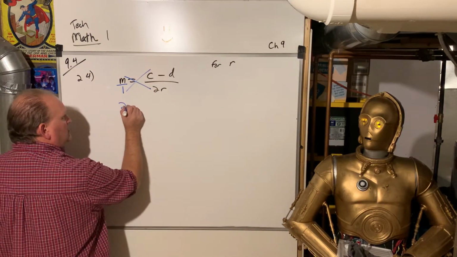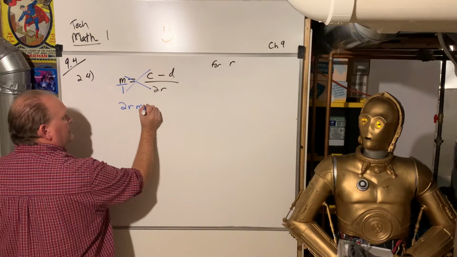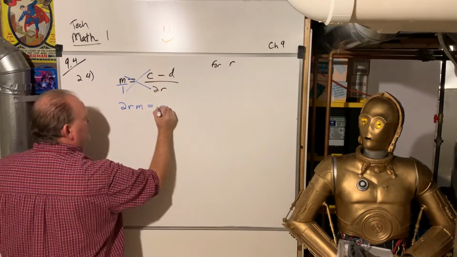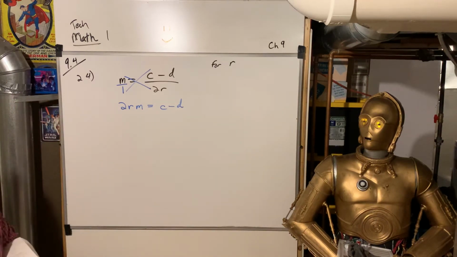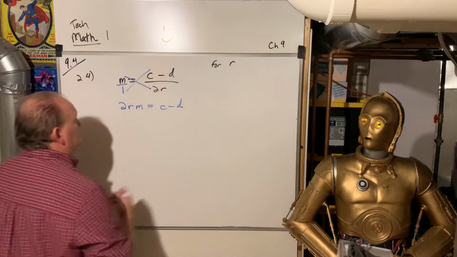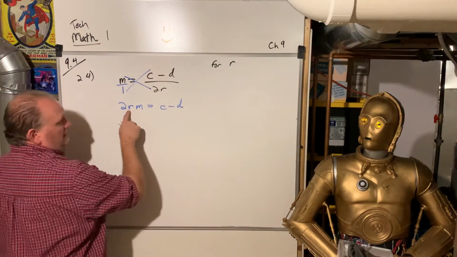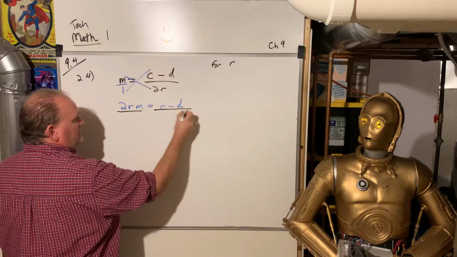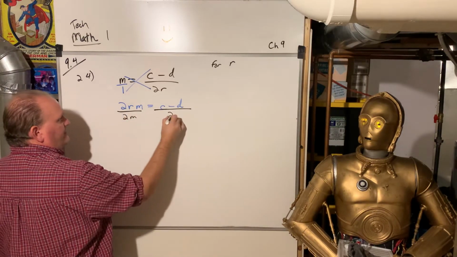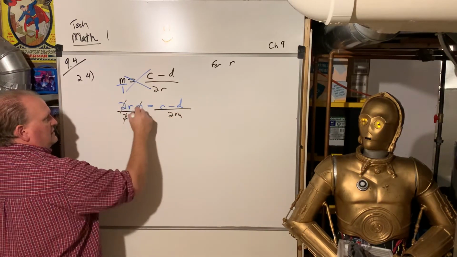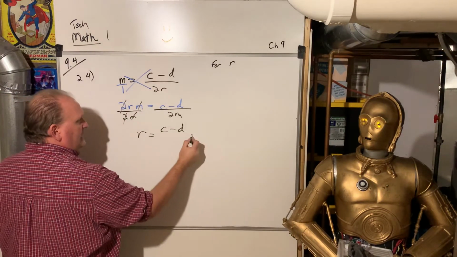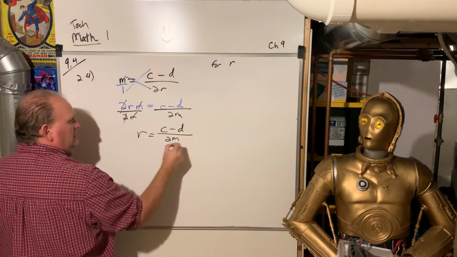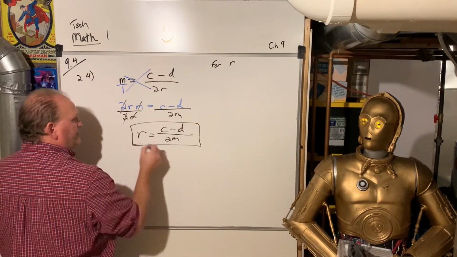So you have 2RM is equal to 1 times C minus D, which is just C minus D. And now, after we do that cross multiply step, it's just like the problem from before. So we're going to say, all right, I want R. So I'm going to divide both sides by 2M. And the 2's are going to cancel, the M's are going to cancel. I'm going to have just R, C minus D on the top over 2M on the bottom. And done.